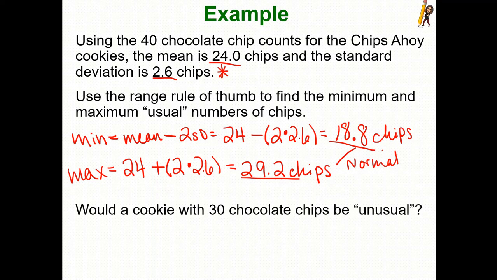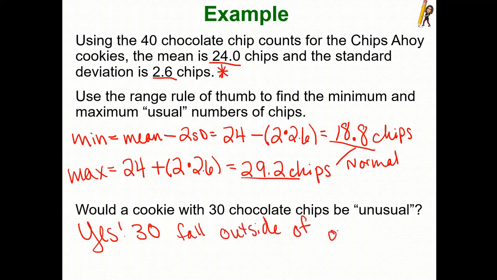So they asked, would a cookie with 30 chocolate chips be unusual? Yes, it would be. 30 chocolate chips falls outside of our usual range. That would be a very unlikely cookie for you to get, 30 chocolate chips in one Chips Ahoy cookie. Okay.